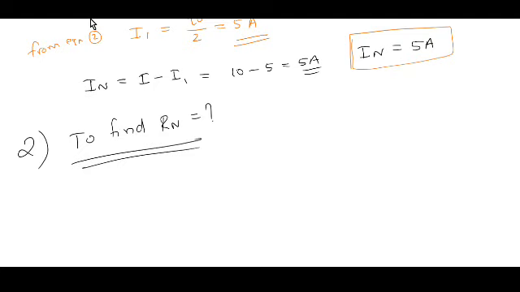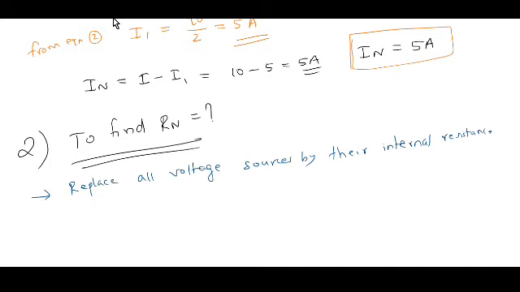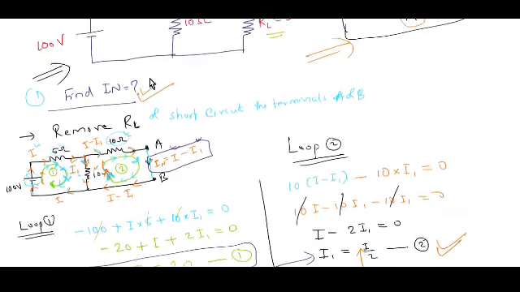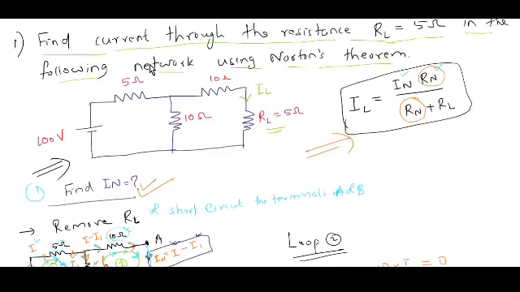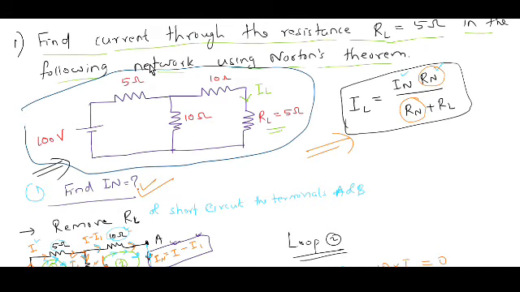For this, what we have to do is replace all the voltage sources by their internal resistance. And one more thing we have to do is short circuit the output terminals also. That means we have this circuit here. We have to replace this voltage source by its internal resistance. Actually, no internal resistance is given.